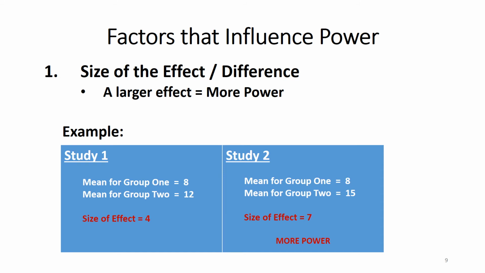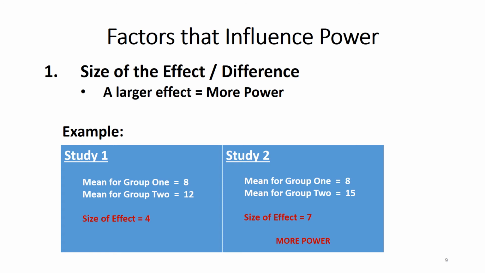In study one, let's say that we're comparing two different groups on some outcome. So maybe we're trying to see does one group perform better on a test than another group, or whatever it may be. For group one, the mean for that group is 8. For group two, the mean is 12. What's the size of the effect, or the difference, in that particular study? We see in red that the size of the effect is 4. So there's a 4-point difference between the means of these two groups.